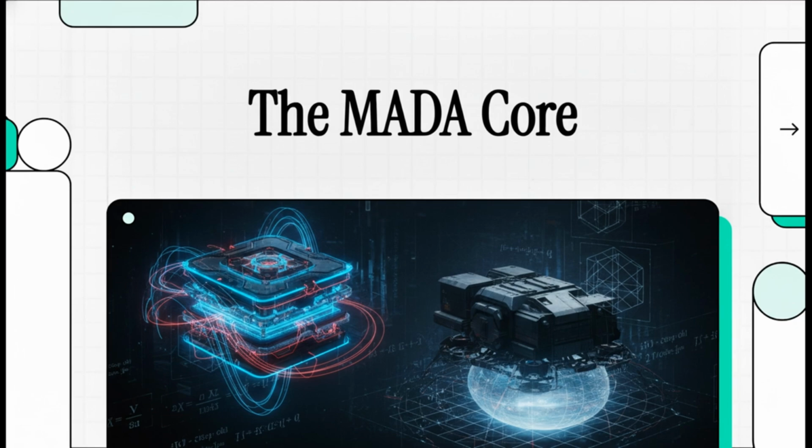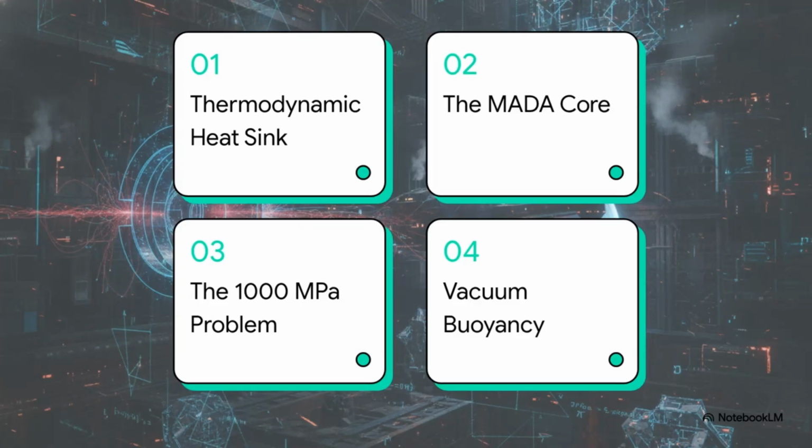So we're moving past the theoretical math and diving straight into the physical, industrial hardware that makes warping spacetime possible, without completely destroying the ship in the process. Here's the blueprint for today's Explainer. First, the thermodynamic heatsink. Then we'll look at the MADA core, followed by the catastrophic 1000 megapascals problem, and finally we'll wrap up with vacuum buoyancy.